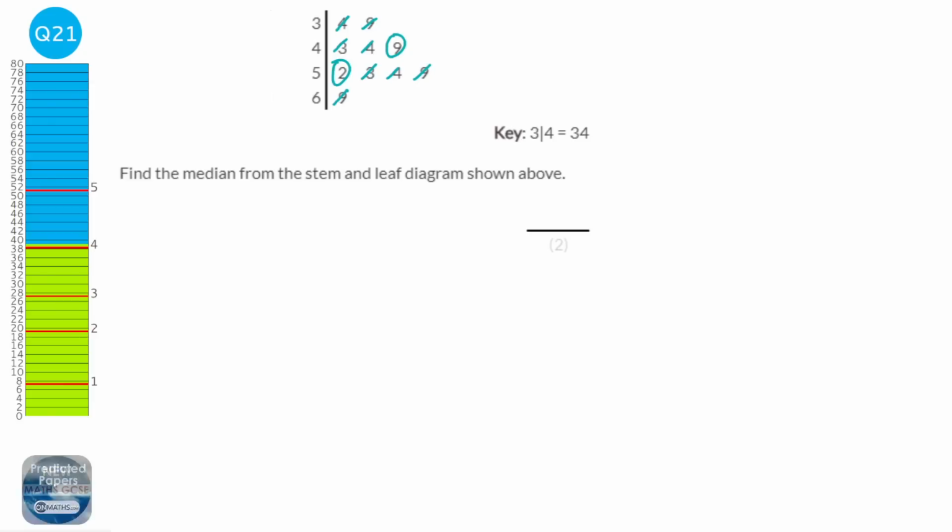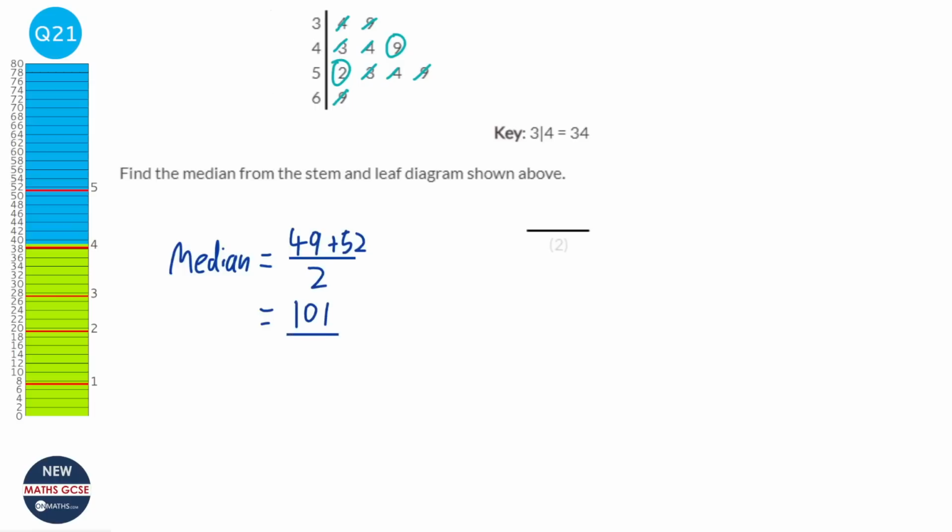So whenever we're left with 2 numbers, what we do is we add them together, divide by 2. So to find the median, we're going to do 49 plus 52, and we're going to divide that by 2. So 49 plus 52 is going to be 101, divided by 2. And 101 divided by 2 is 50.5.